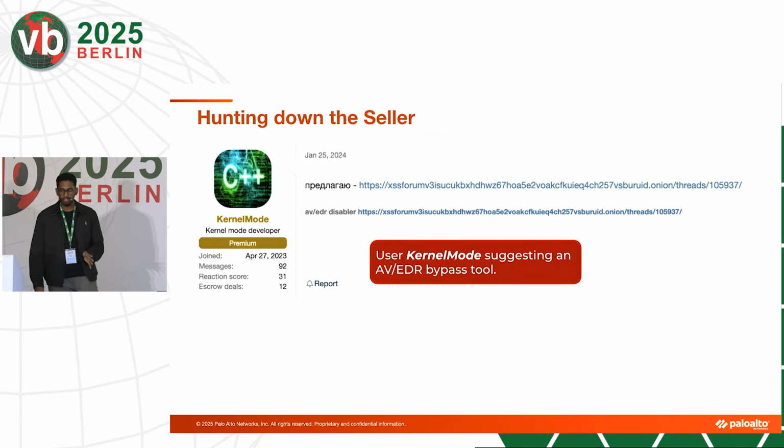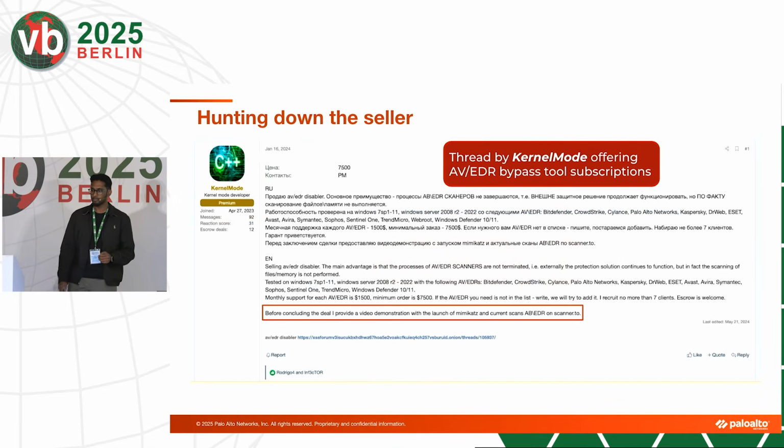At this stage of the investigation, Kernel Mode was pretty much just a username for us. We had no idea whether they were involved with this particular incident, who is behind this account, if it's one person or a group. For us, at this point, it was just an alias.